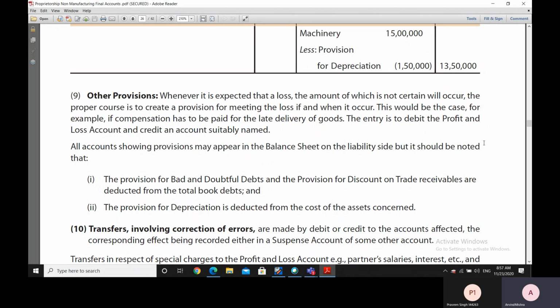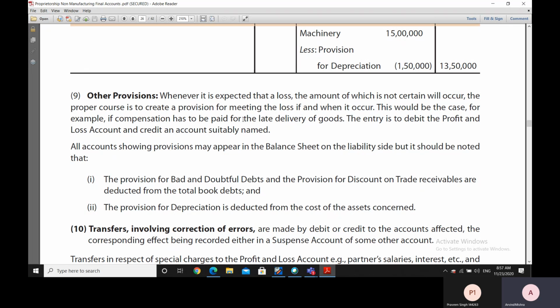We are doing DTRTI Lucknow webinars 2021, and within that, today we are going to discuss the final accounts of non-manufacturing entities under the proprietors, under the series of bookkeeping and accounts that we are doing nowadays. Today is 23rd November 2020, and we are doing adjustments in the accounts at the end of the year.